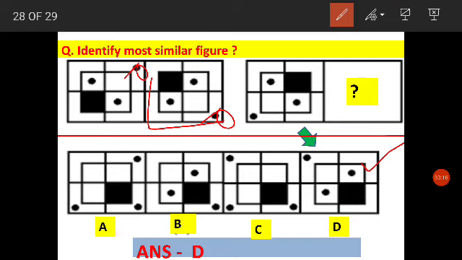There's a figure here with a dot. So they are making a pattern like this here. What you need is a pattern like this, so the dot should be somewhere here. And with that analogy, D fits in as the best answer. This one is not possible, it has 3-4 dots.